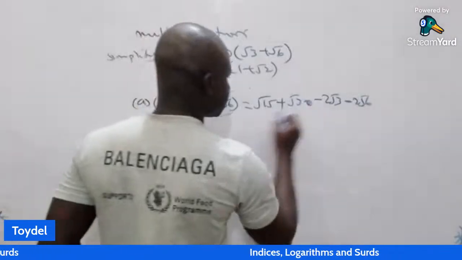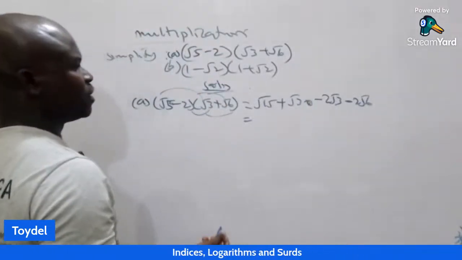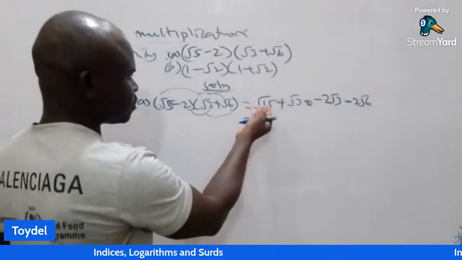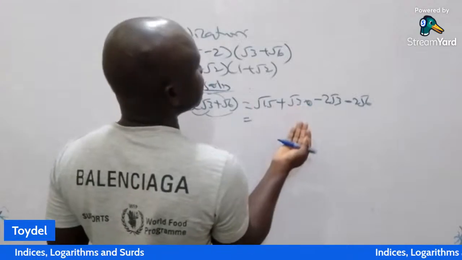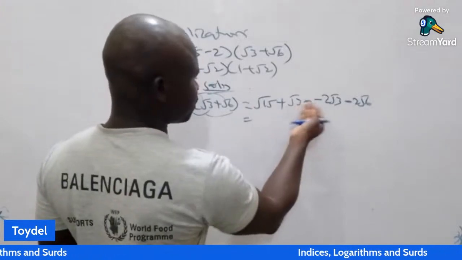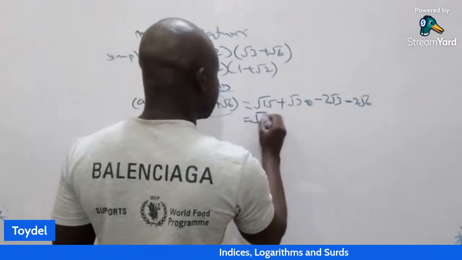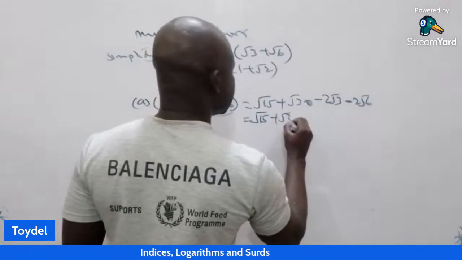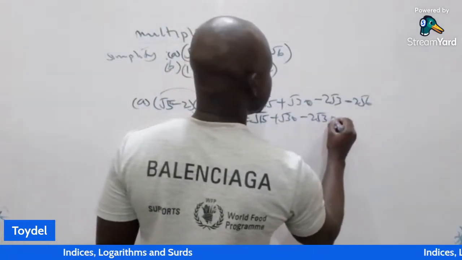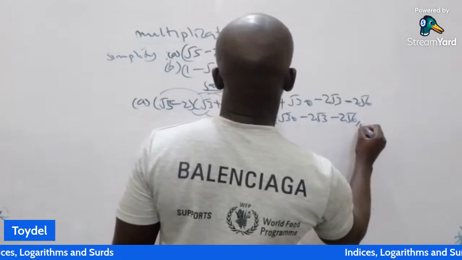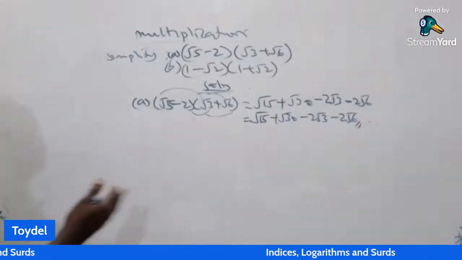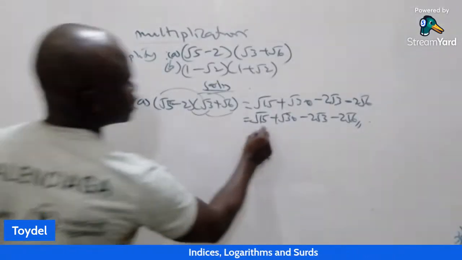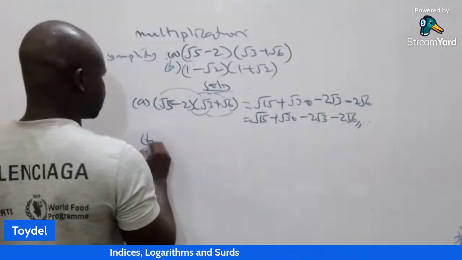So can we break this down? Can we split this? We can't break it down. It will be root 15, root 30. We don't have any factor that is a perfect square, so we leave it like that. So the final answer will just be root 15 plus root 30 minus 2 root 3 minus 2 root 6. That will be the final answer, because we cannot break all this down to the basic form. So that's what we do.